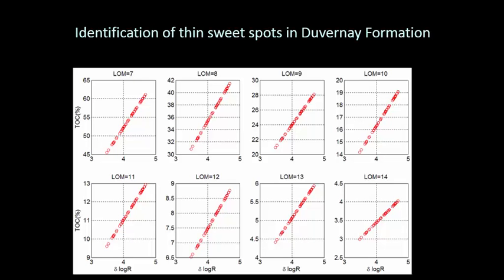Then I have a Duvernay case study. Anybody working in Duvernay here? Well, keep your eyes and ears open then. Here's more. You see, the delta log R from Passey's method can be converted into TOC with this equation. This is from Passey's paper. So you see here delta log R times this factor. And this factor also has this LOM, that's the level of maturity. So if you know the level of maturity, you can compute TOC.